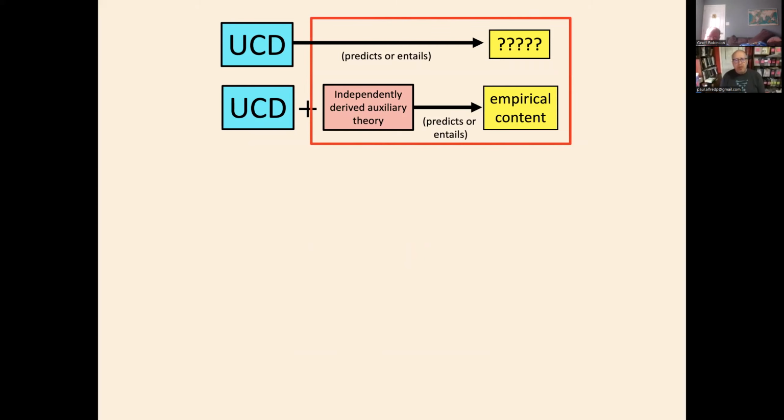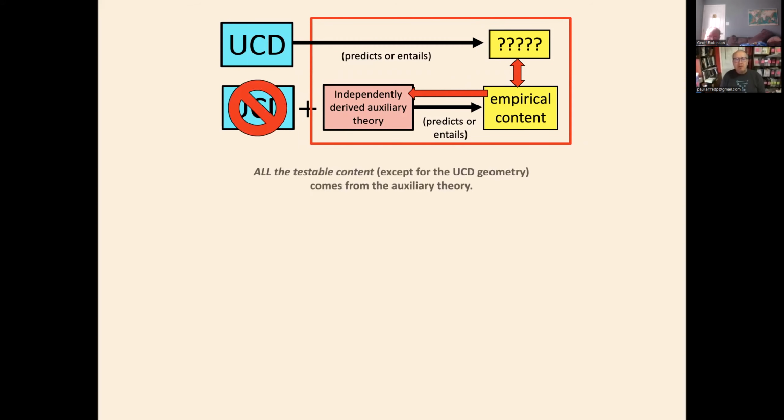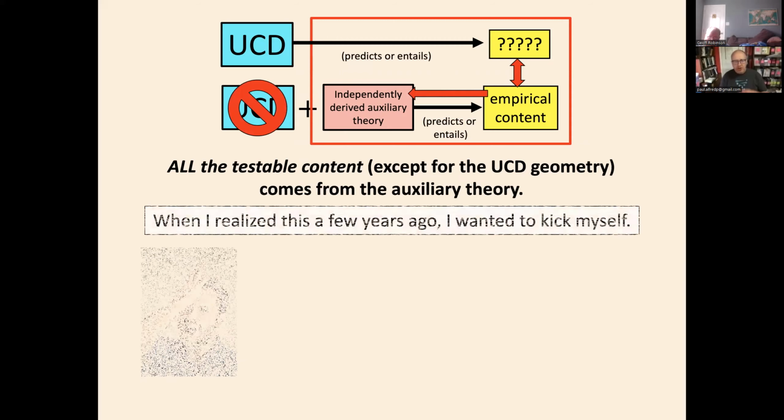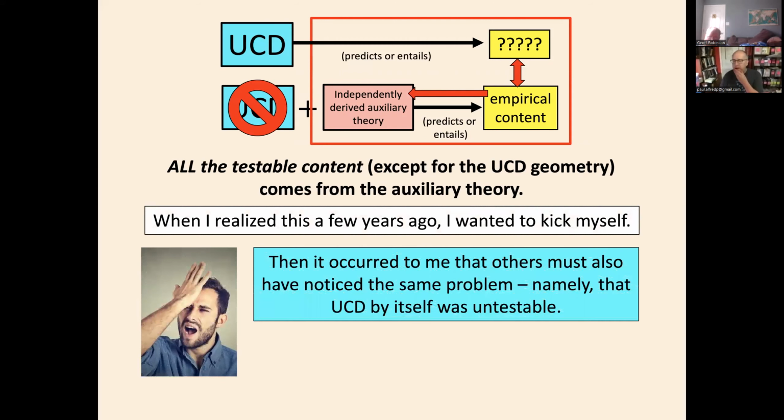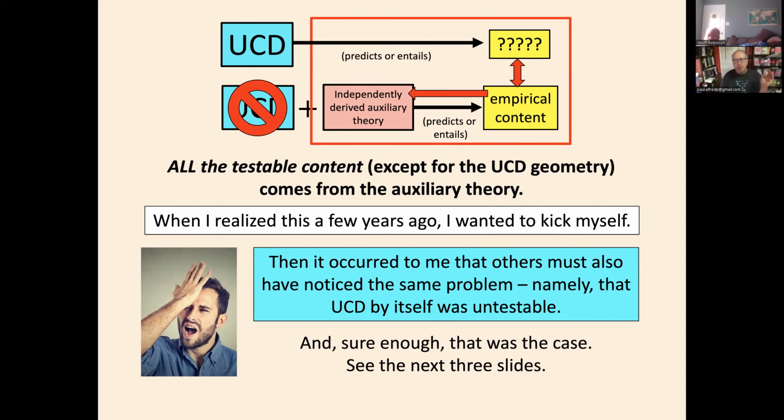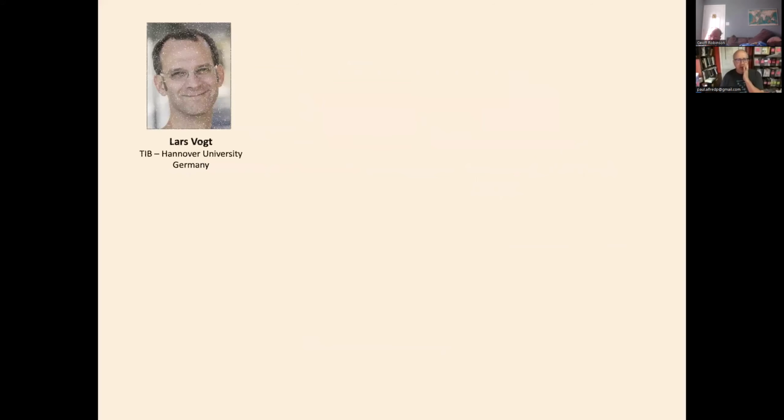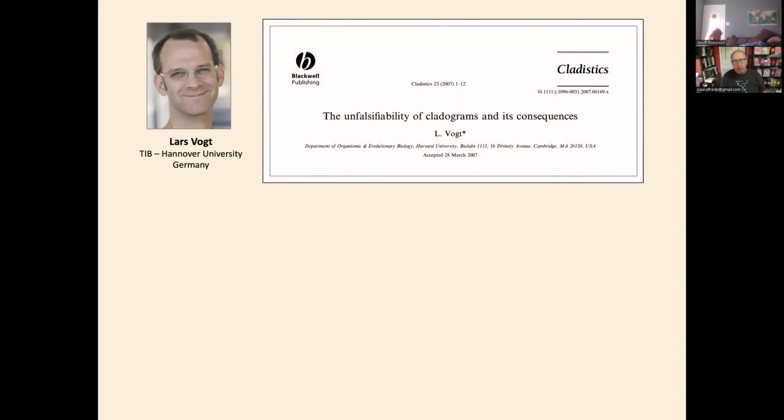And it struck me, somebody else must have noticed this, okay? So I went out in the literature, and sure enough, it was widespread. Among people who thought about this problem, the realization that universal common descent itself was untestable was widespread in the biological literature. So I'll give you a couple of examples.